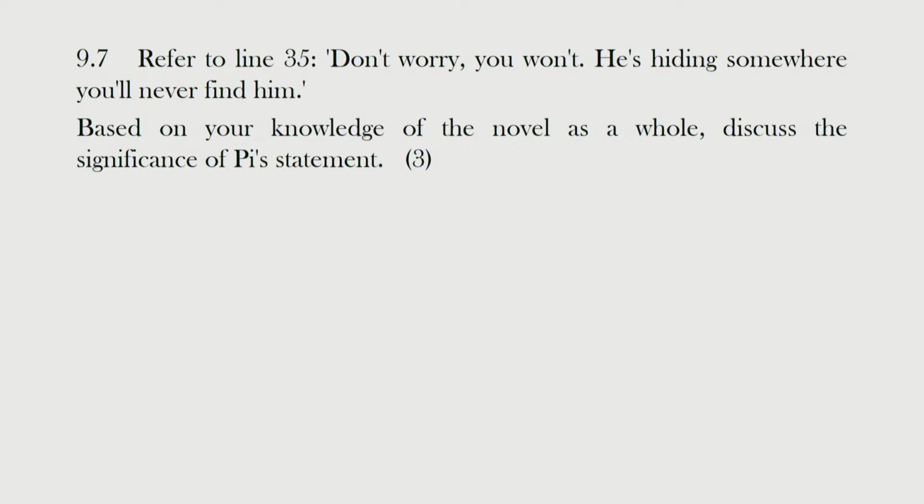Well, let's analyze this. You've got Pi saying, don't worry, you won't find Richard Parker, in other words. He's hiding somewhere, you'll never find him. And then what does it say? Based on your knowledge of the novel as a whole. So now you've got to literally have read the book, or at the very least, read most of the book and then done some sort of summary. Discuss the significance of Pi's statement. Sorry, discuss the significance. Wow, I'm really low on coffee at this stage. The significance of Pi's statement.